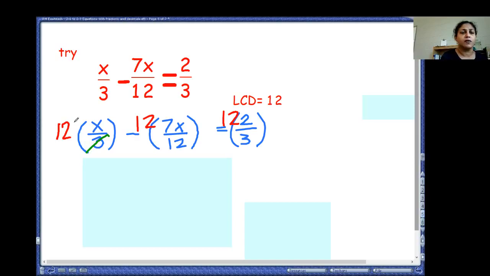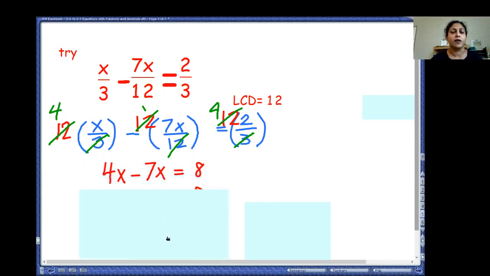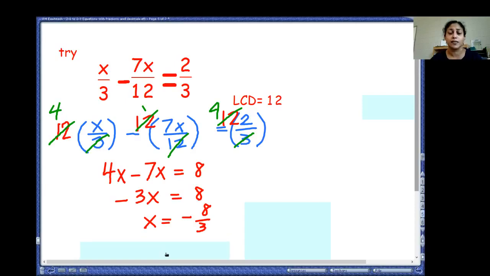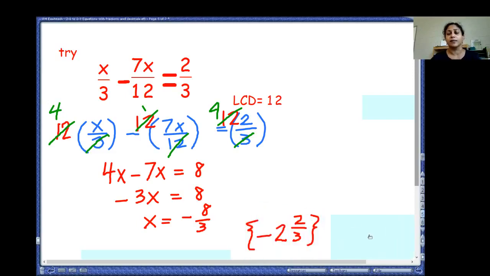So 3 and 12 cancels to give you 4. 12 and 12 cancels out to give you 1. And 3 and 12 cancels to give you 4. And now you multiply out the fractions. You get 4x minus 7x is equal to 8. Combine like terms, you get -3x equals 8. Divide both sides by -3 and you get x equals -8 over 3. And remember, we have to write the answer as a solution set. And that is your answer.